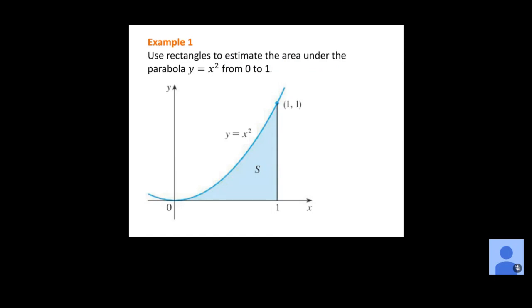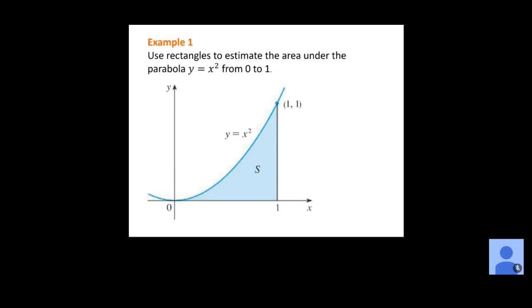All right, so areas and distances. The first thing we want to do here is use rectangles to estimate the area under this parabola from 0 to 1. You can see they've given us the parabola here. They've given us the interval from 0 to 1. We're trying to get an approximation for that area S. That blue shaded region is what we're trying to find.